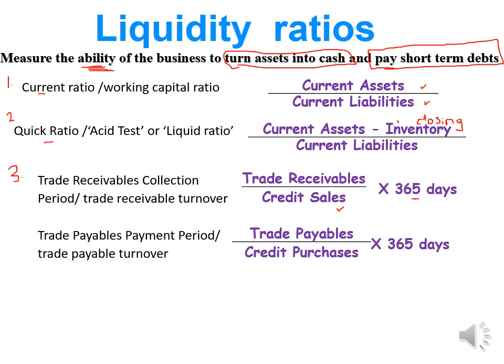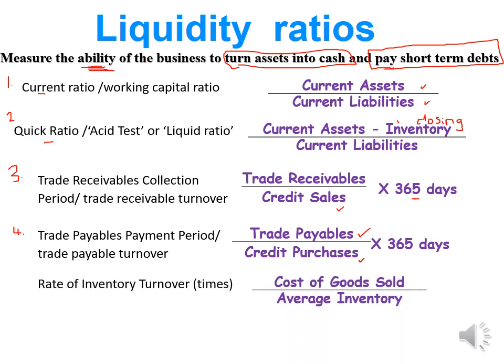Next one, we have trade payable payment period. Another name for it is trade payable turnover. The formula is similar to the trade receivable just now. We take the trade payable, divide with credit purchases. You need to find the credit purchases and then times 365 days. So you get the answer.